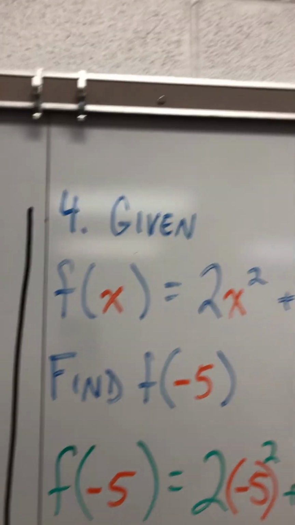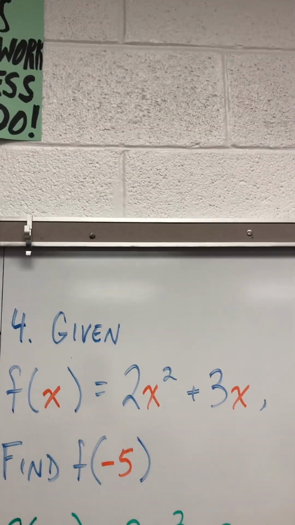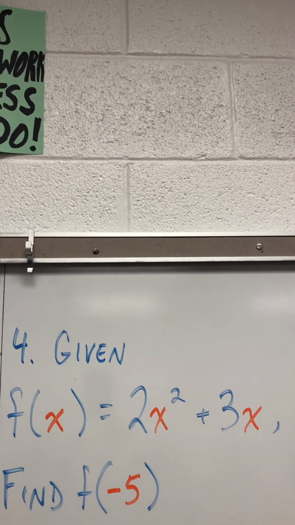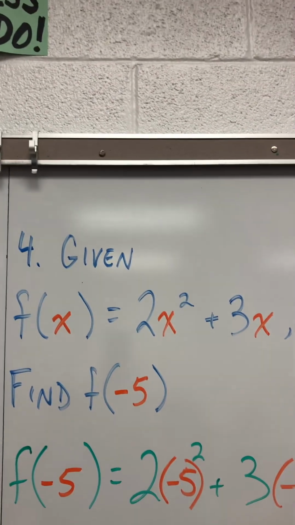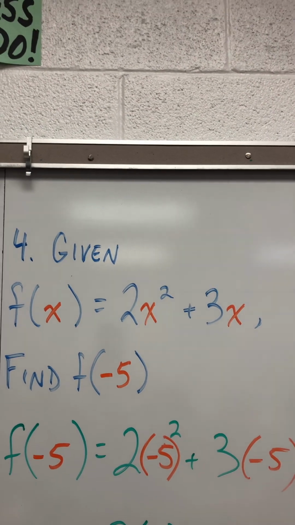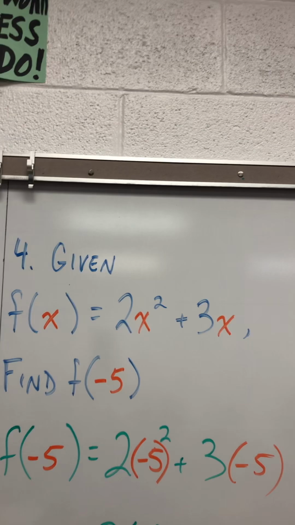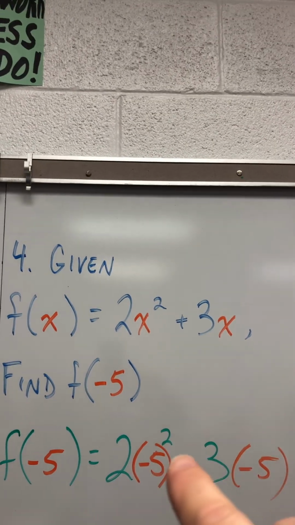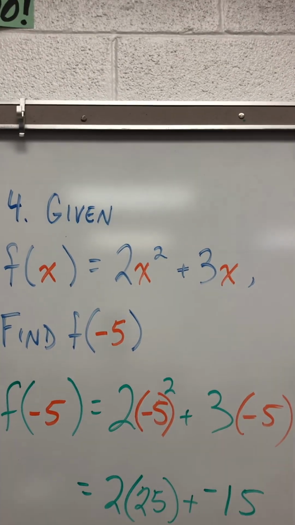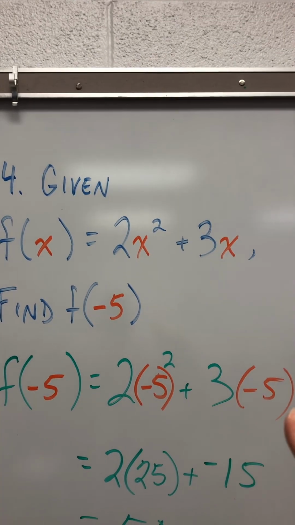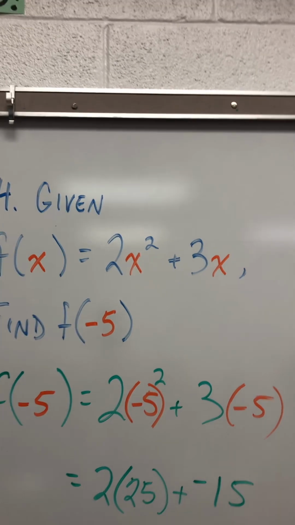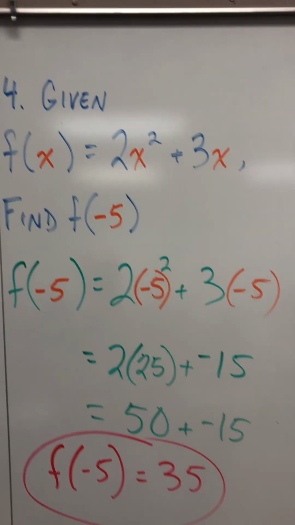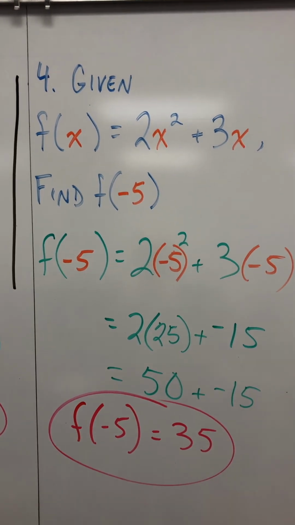All right. What's f of negative 5 if f of x equals 2x squared plus 3x? Instead of x, I put in negative 5. Okay? Negative 5 squared makes 25, right? And 3 times negative 5 is negative 15. 2 times 25 is 50, and 50 and negative 15 makes 35.